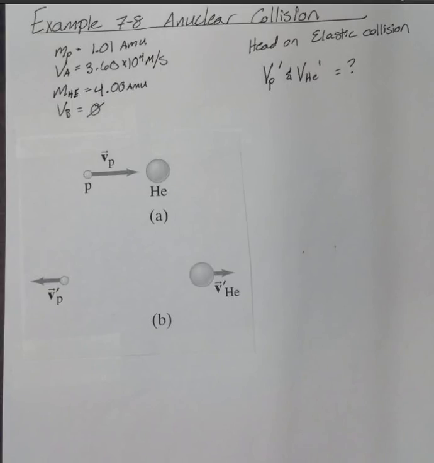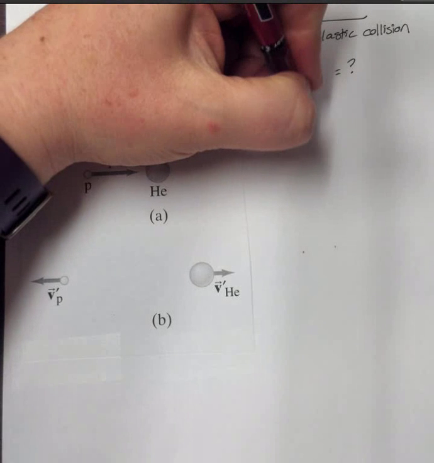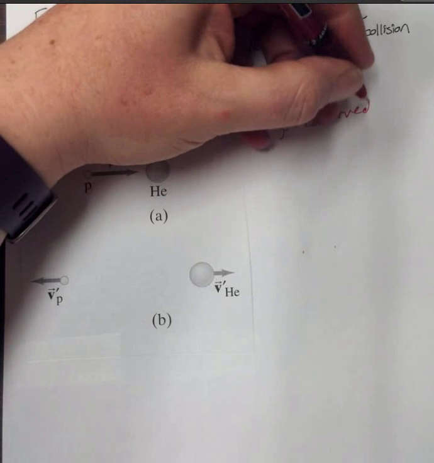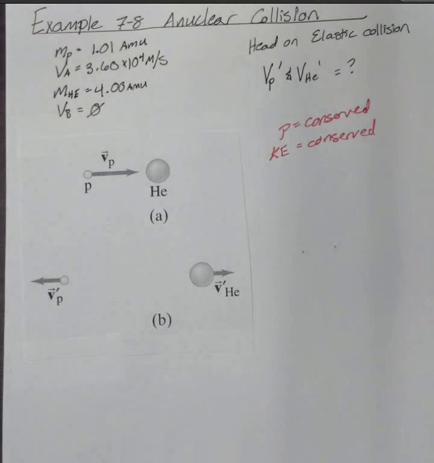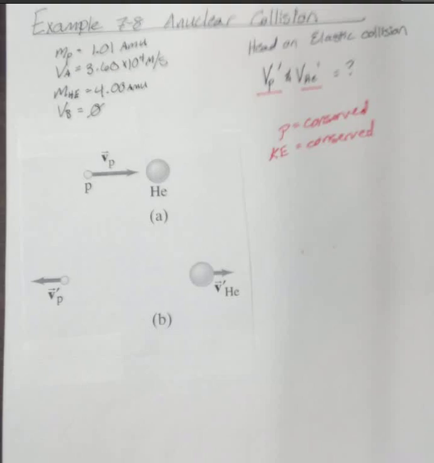Now, we could change those atomic mass units into kilograms, but we're not going to need to because you have mass on both sides. Those units will take care of themselves. So we're going to assume that this collision takes place in almost perfectly empty space, and that this collision is perfectly elastic. So, since it's a perfectly elastic collision, we know that momentum is conserved, and we know that kinetic energy is conserved. So we're going to be using both of those equations to create a system of equations to solve for the final velocity of the proton and the final velocity of the helium atom.